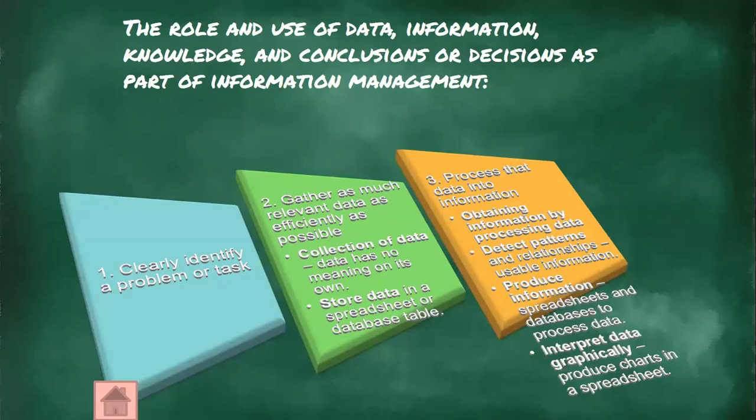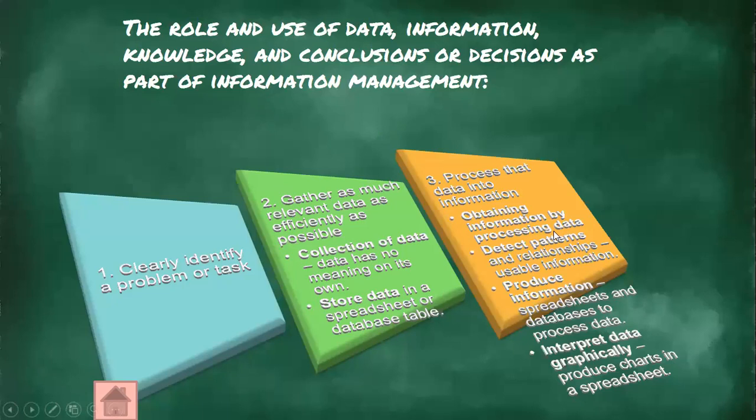There are some crocodiles, and when they can't cross because of the crocodiles, but there's no bridge, you see that itself becomes a problem. You have to clearly identify the problem or a task. What is it that you can come up with in order to help these people? You have to collect as much relevant data as efficiently as possible.